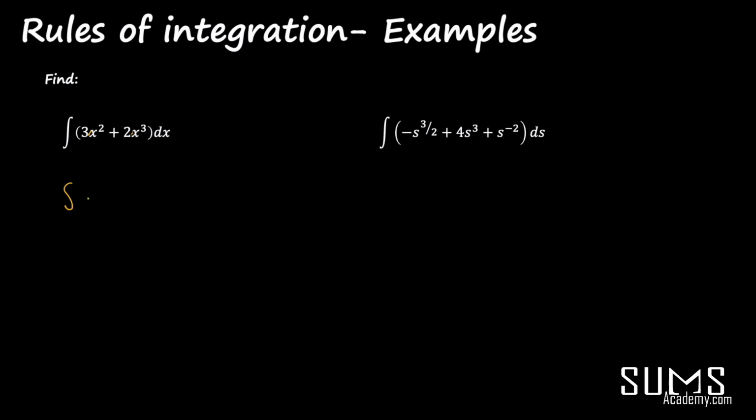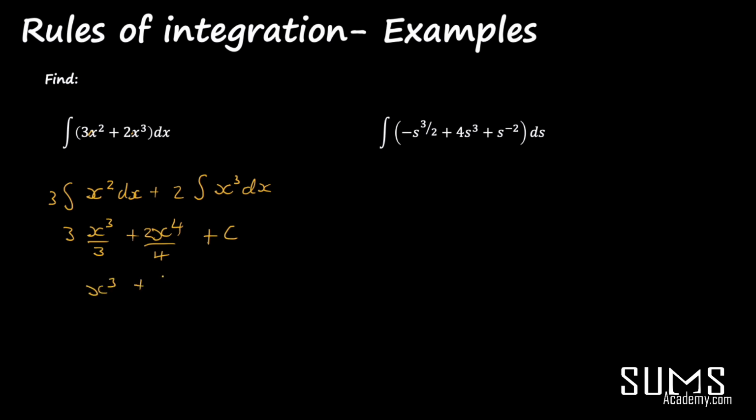So integrate the integral of 3. Well, you could split them up again. I think I might make it simpler. So you go x squared dx plus 2 integral x cubed dx. This just becomes 3 x cubed over 3 plus 2x to the 4 over 4 plus c. So this becomes x cubed plus, these cancel, x to the power of 4 over 2, plus c.